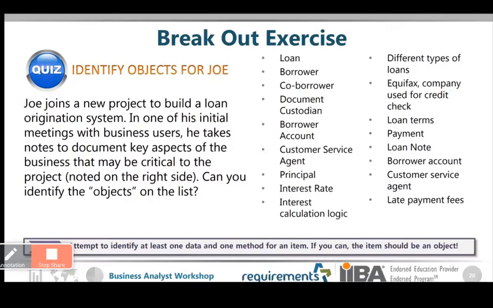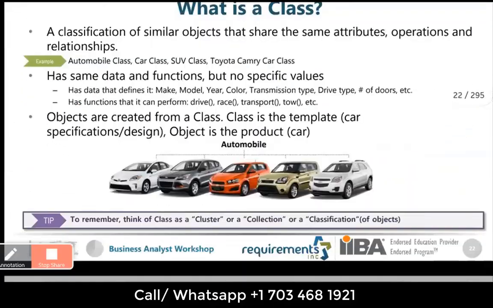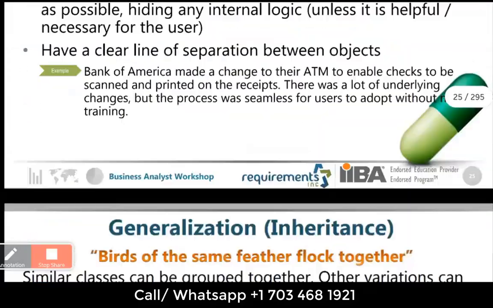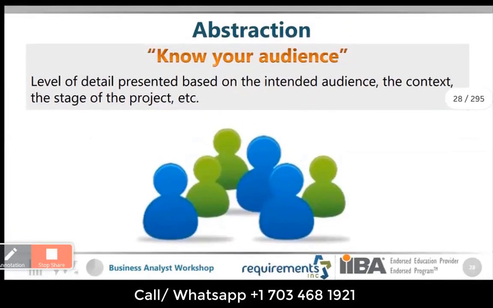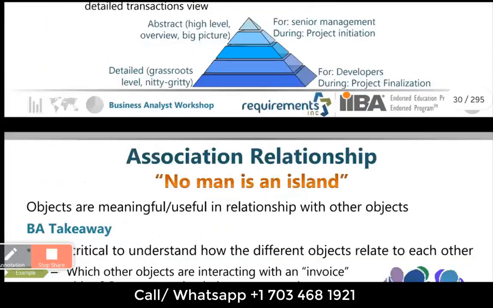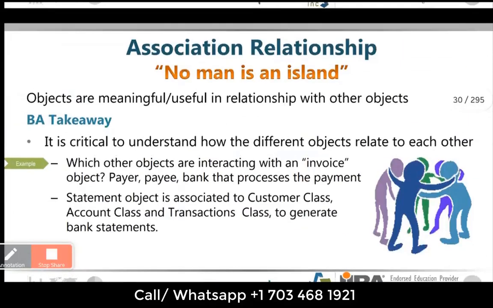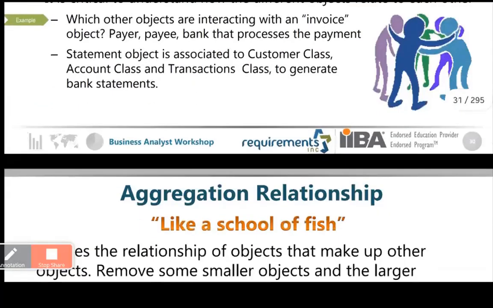For example, the customer service agent interacts with loan and interacts with borrowers. They may never have to interact with the document custodian. The document custodian interacts with loan, interacts with borrower, and maybe interacts with the bank, right? So there is always a relationship among objects that you'll need to watch out for. How are they related to each other? Which object needs the assistance of which other object? That sort of thing.